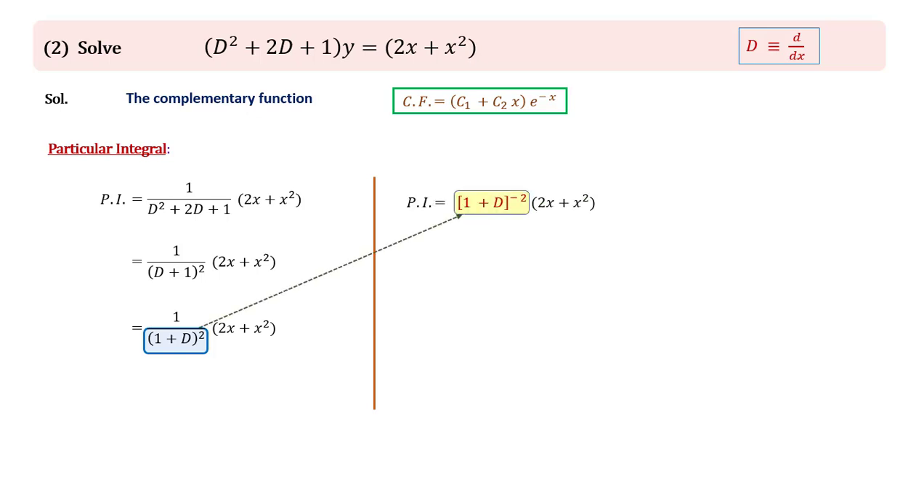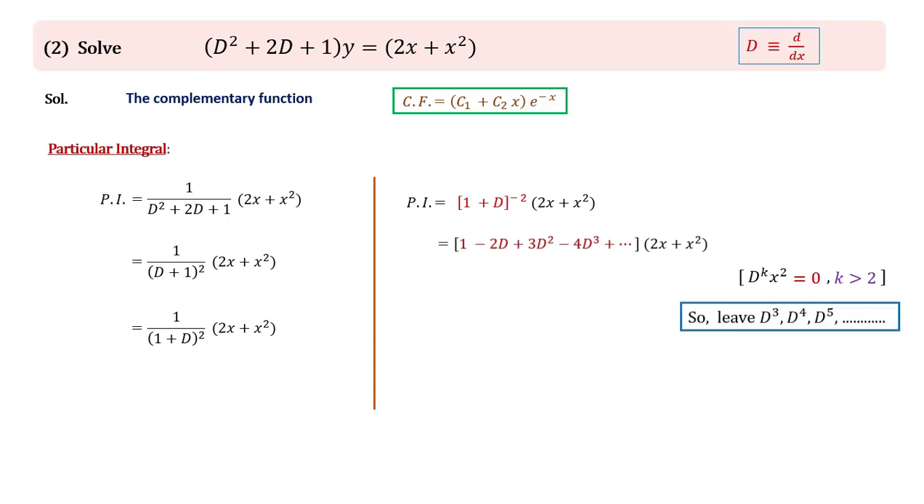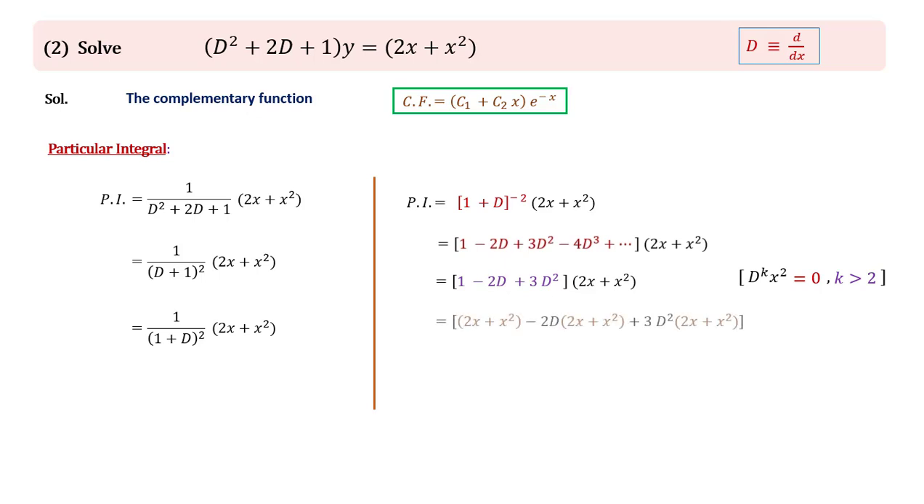Using binomial expansion, we will expand it in ascending powers of D and then we get. Since all the differential coefficients of x square of order higher than 2 are 0, leaving higher powers of D, we get. Now, after some calculation, we will get the particular integral, and the particular integral will be. Therefore, the complete solution of the given differential equation is.